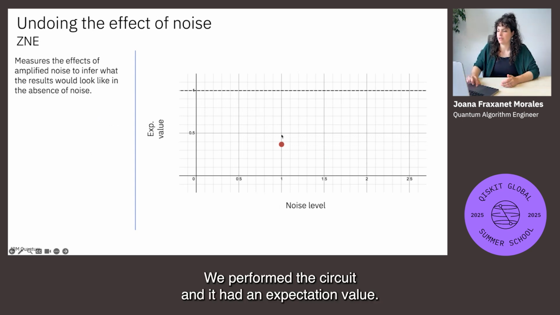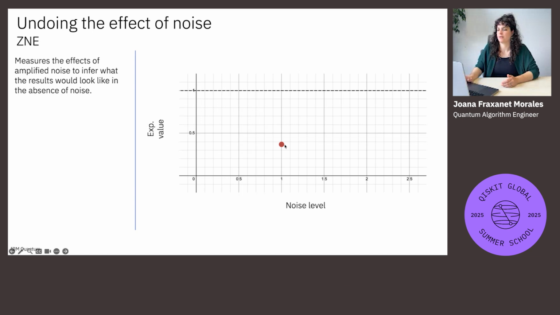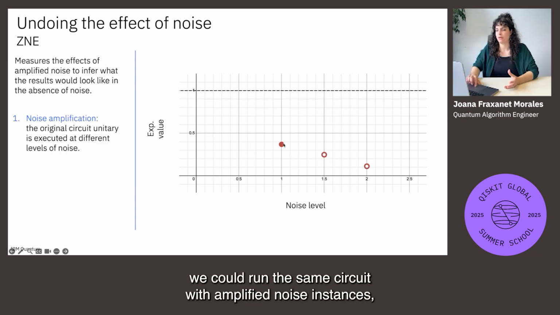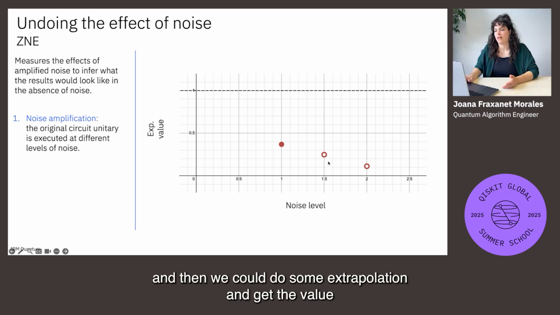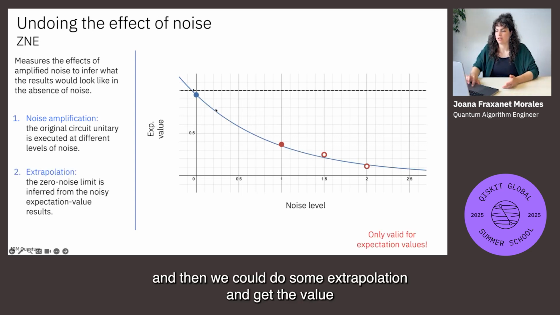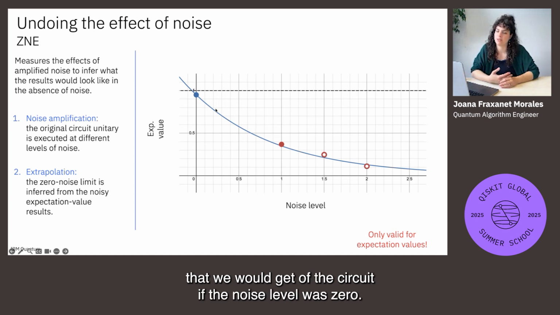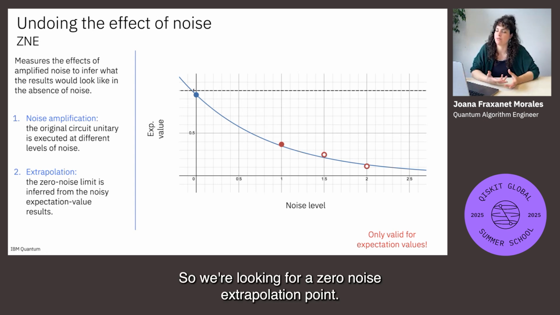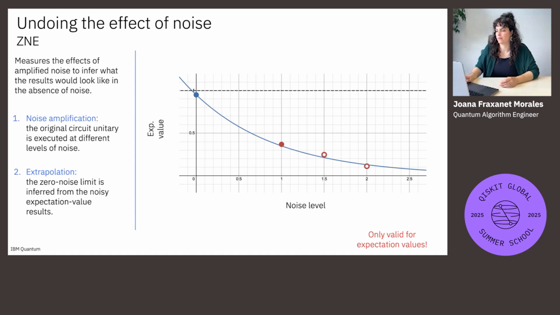We've performed the circuit and it had an expectation value. If we have some way of amplifying the noise on the circuit, we could run the same circuit with amplified noise instances. And then we could do some extrapolation and get the value that we would get of the circuit if the noise level was 0. So we're looking for the zero noise extrapolation point.